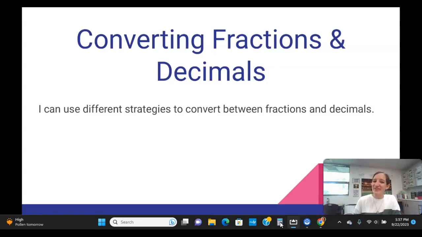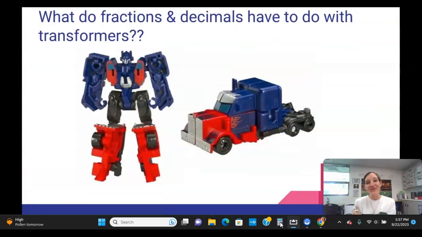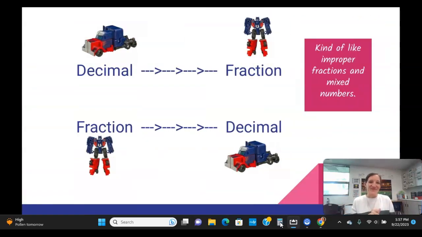Today we're going to be converting fractions into decimals. So let's get going. What do fractions and decimals have to do with transformers? Well, they're the same thing, they just look different. Decimals and fractions are the exact same.